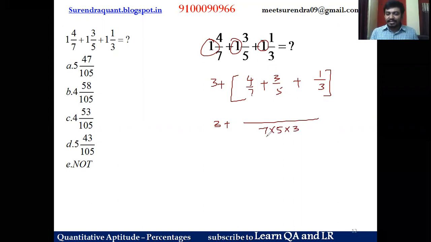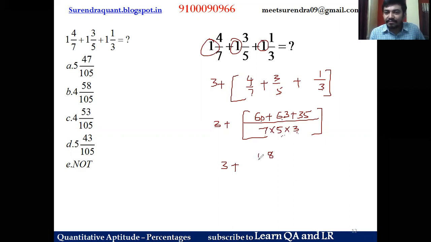So 7 is common. 5 3s are 15, 15 into 4 is 60. 5 is common. 7 3s are 21, 21 3s are 63. Now 3 common. 7 5s are 35 will come in the numerator. Now friends, this is 3 plus the unit is 8. 12 plus 3, 15, 158 by 7 3s are 21, 21 5s are 105.